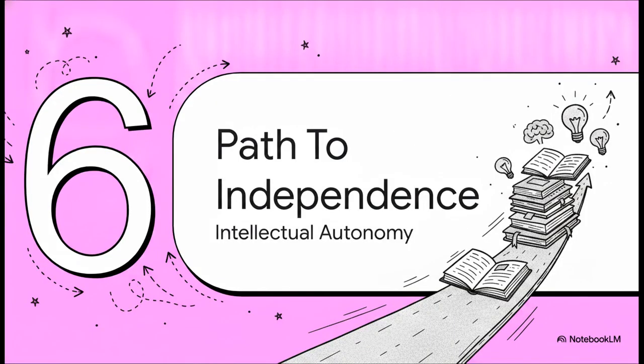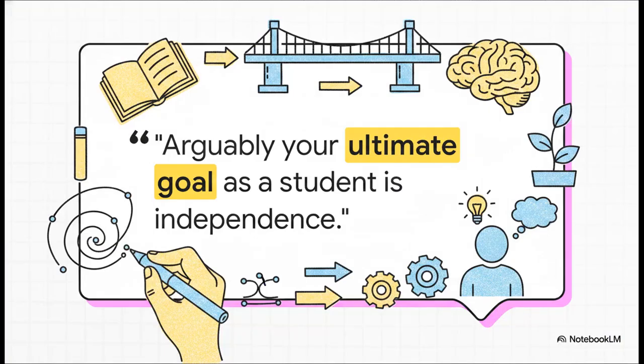Let's bring it all home with Section 6, the path to independence. This is where active note-taking goes from being just a simple study hack to a pretty profound educational philosophy. Arguably, your ultimate goal as a student is independence. When you finally shed those passive habits, when you stop just sitting there waiting for a teacher or a textbook to magically spoon-feed you the answers, and you actually take control of your own processing, that is when you step into true academic and intellectual autonomy. Active note-taking is basically the bridge between merely being taught and actually becoming an independent thinker.